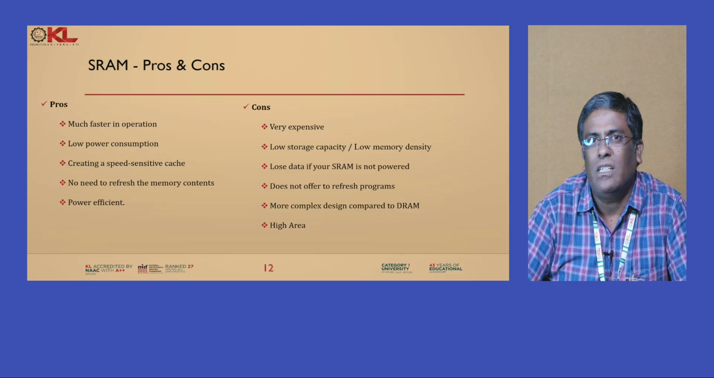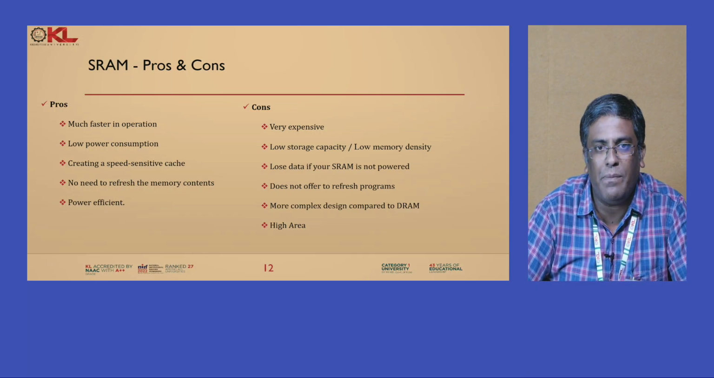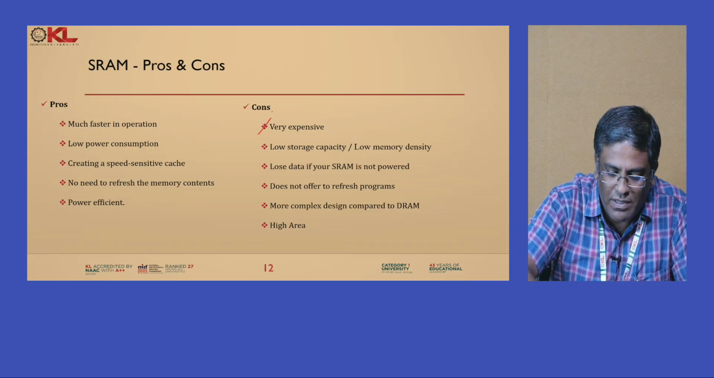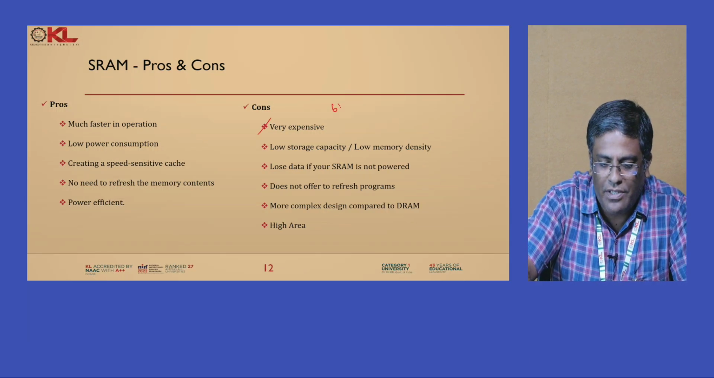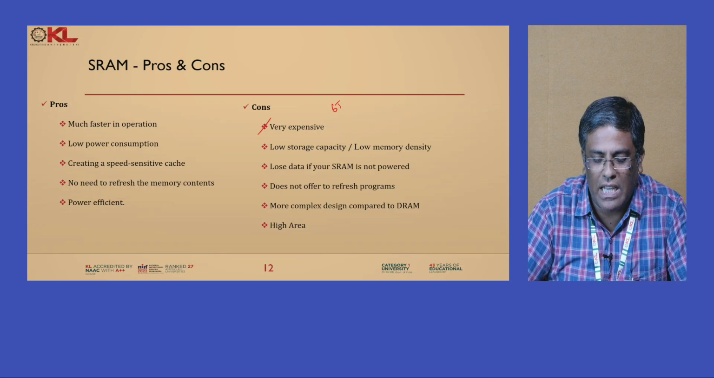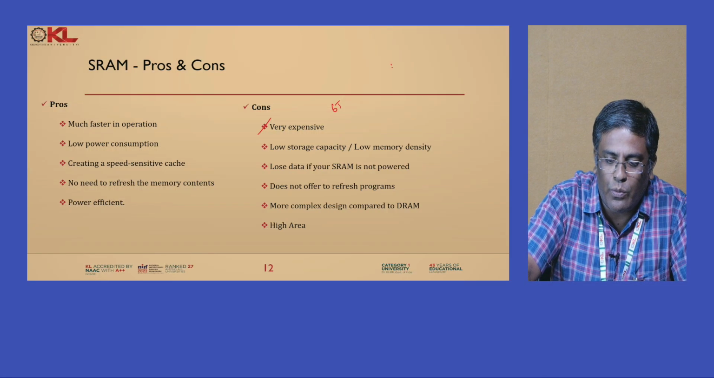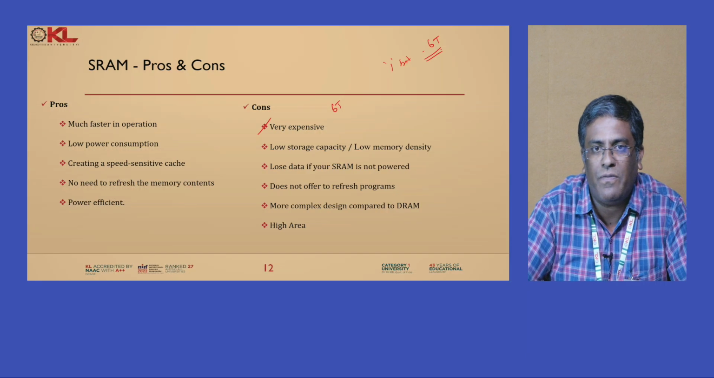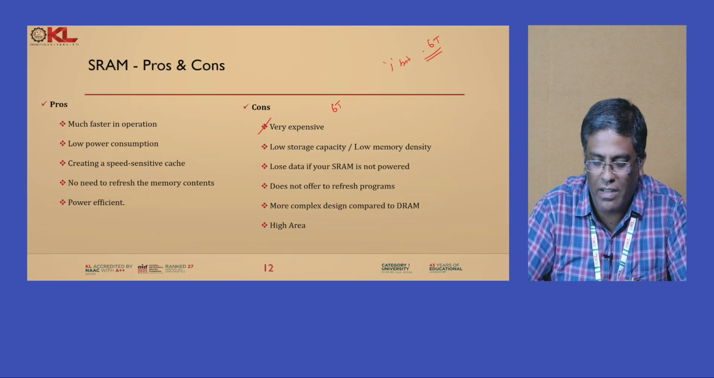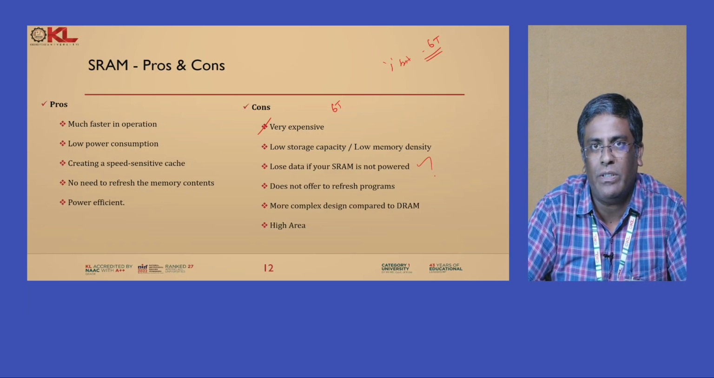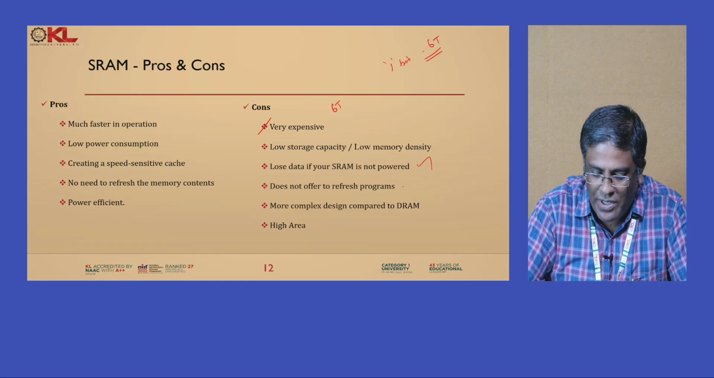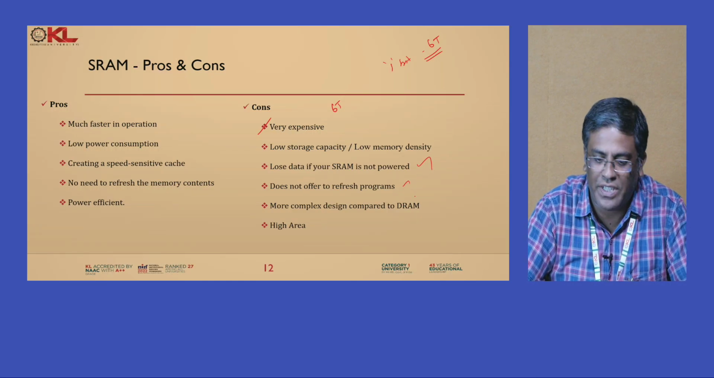And when we talk about the drawbacks or limitations, it has become very expensive, because it is using 6 transistors, and it has low storage capacity and low memory density. Why? Because in order to store 1 bit of data, we need 6 transistors to activate that particular latch to store the data. And there is loss of data when there is no power, because we know that SRAM comes under the category of volatile memory, and it does not offer refresh of the programs, because once it is stored we can't refresh it back again.